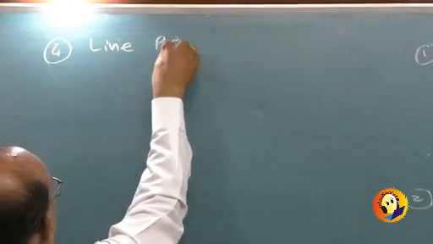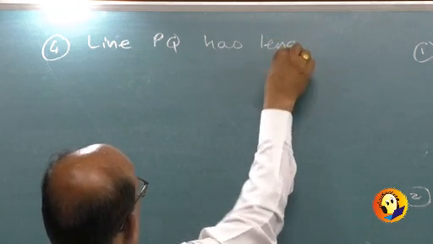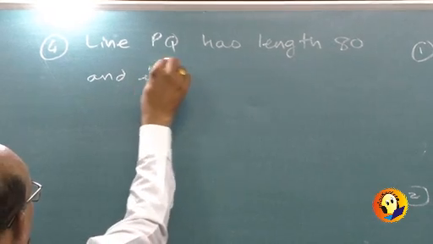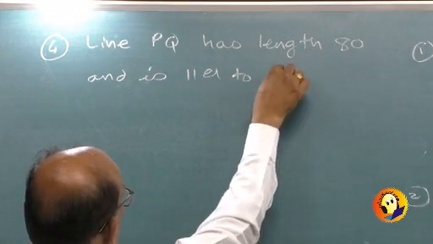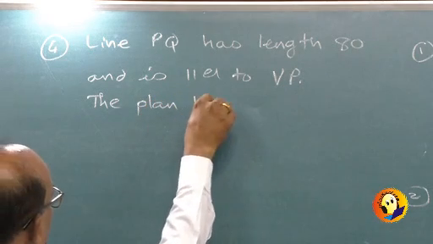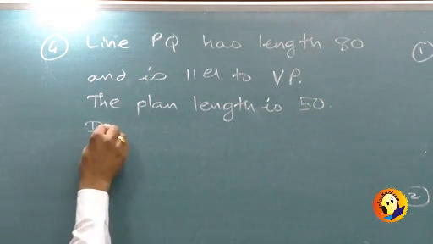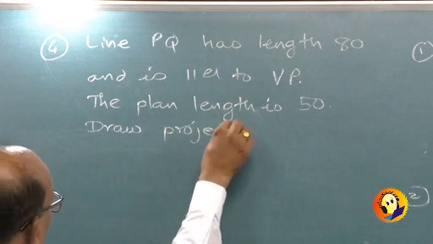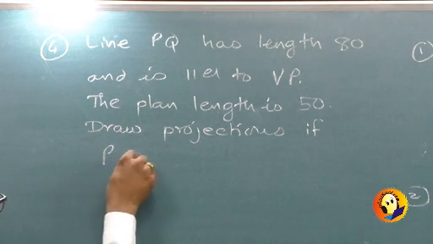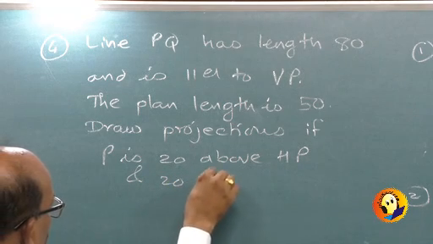Line PQ has length 80 and is parallel to VP. The plan length is 50. Draw projections if P is 20 above HP and 20 in front of VP.